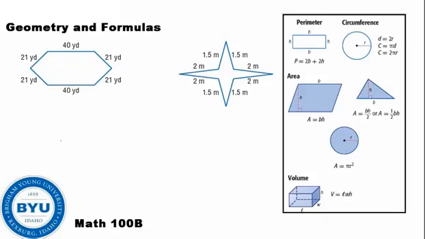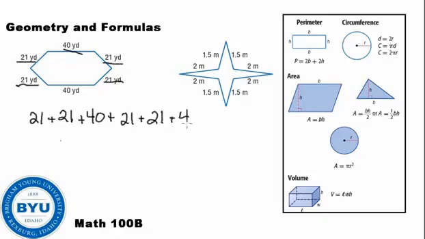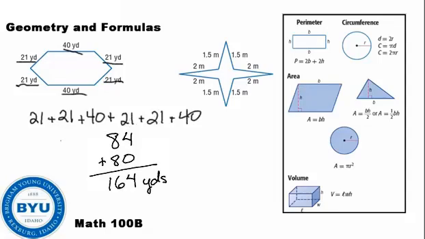So we would simply do, for this first one, 21 plus another 21 plus 40 plus 21 plus 21 plus 40. Adding all those together would then give us our grand total of perimeter. And so we would just simply add those together. 40 and 40 is 80, and then 4 21s. 21 plus 21 is 42, 63, 84. We have 84 plus 80 is 164.